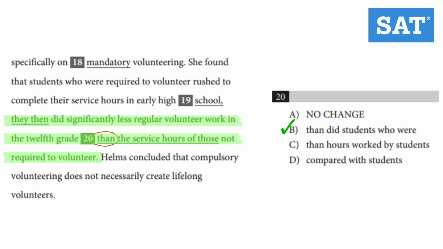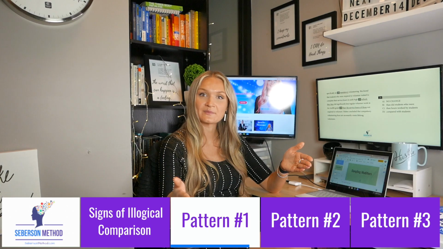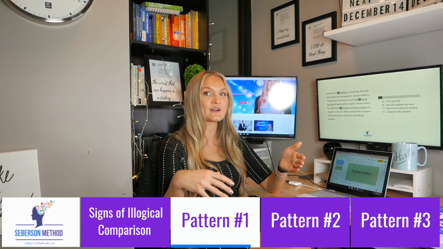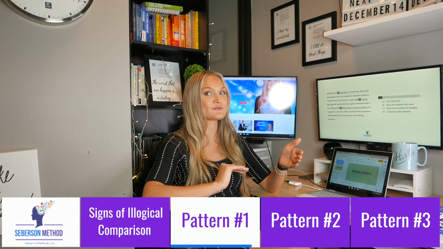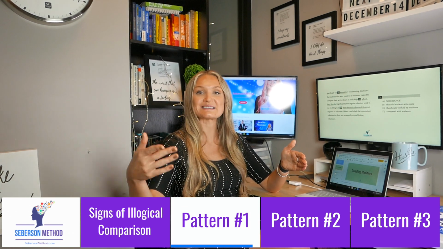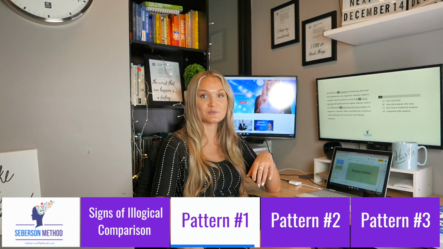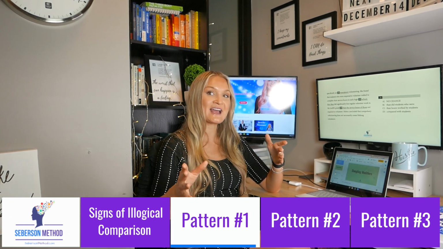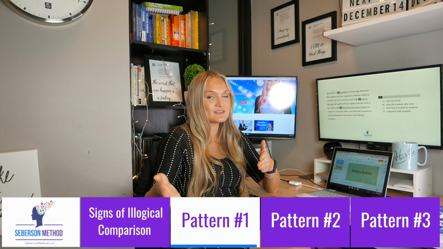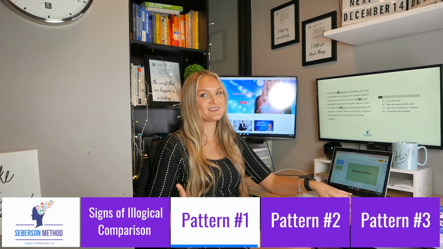This type of approach for illogical comparisons is very similar to the approach of a parallelism. You know, parallelism rules where you have a list and the way the structure is in the first two parts has to be the same in the third part. There's a lot of parallelism in SAT and ACT. I'm sure you know what I'm talking about. So here, you just have to make them look alike to avoid illogical comparisons.